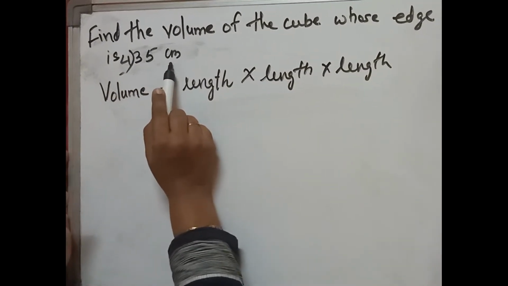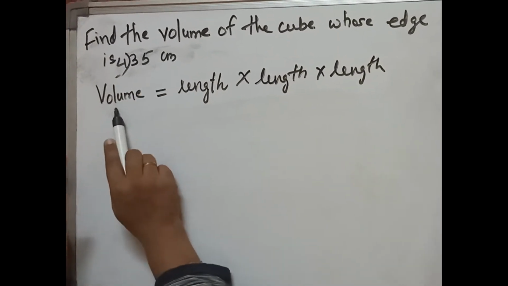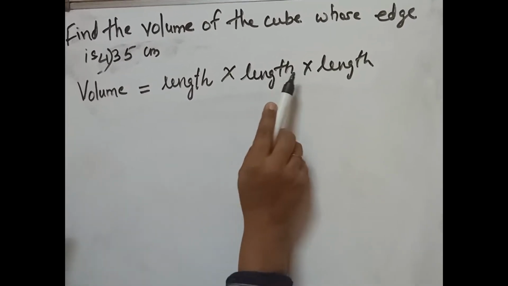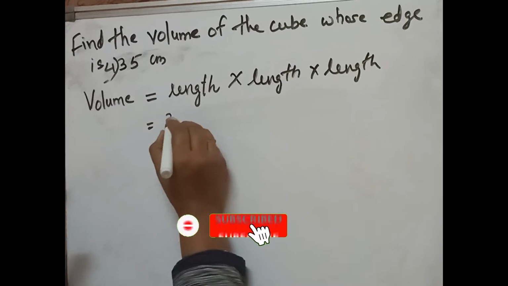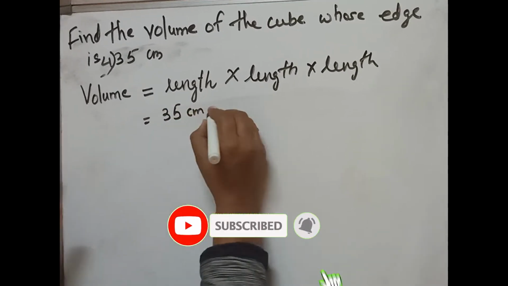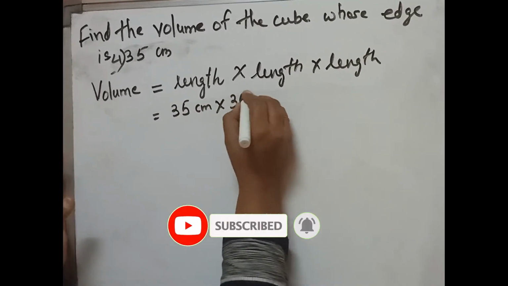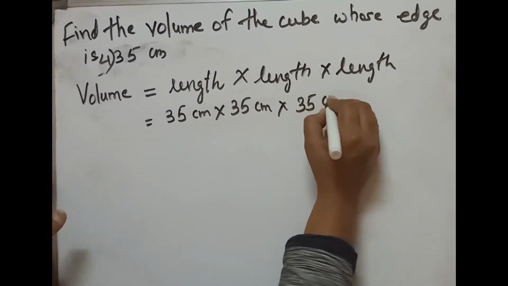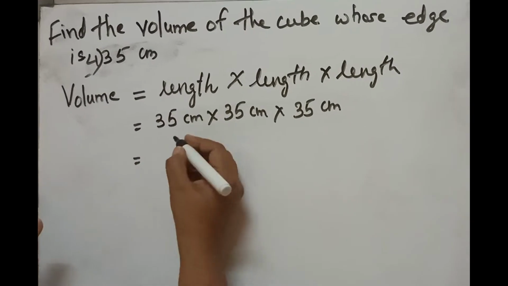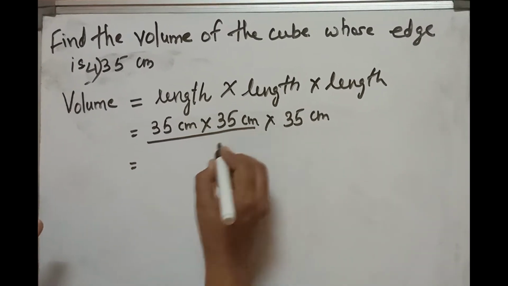35 centimeter is given to you. We have to find the volume. Volume equals length multiplied by length multiplied by length. So 35 centimeter multiplied by 35 centimeter multiplied by 35 centimeter. Again we have to do the rough work.